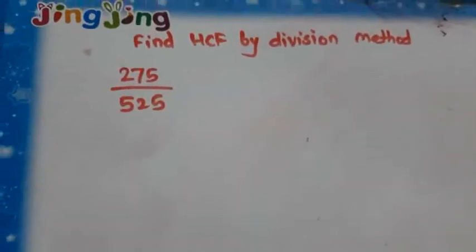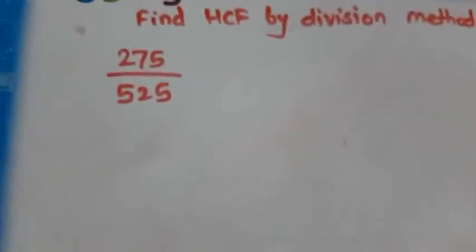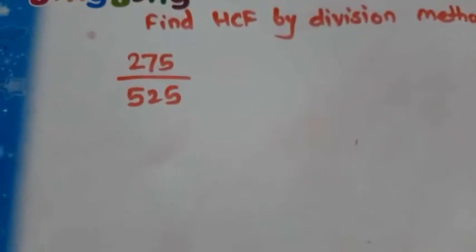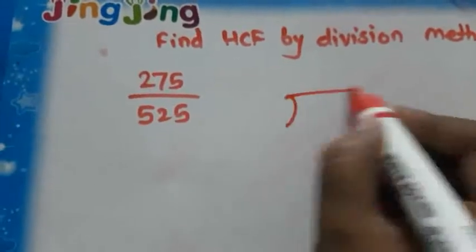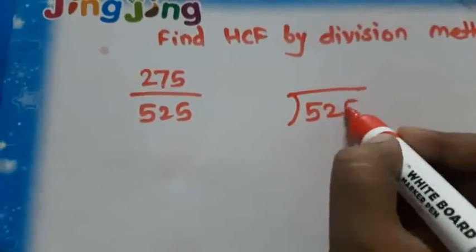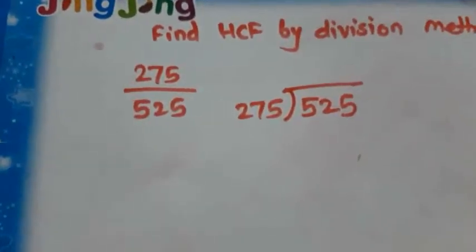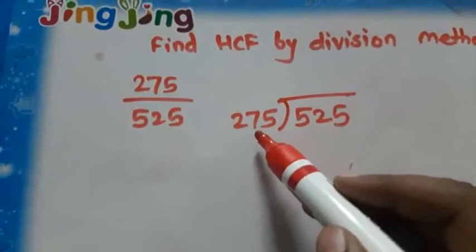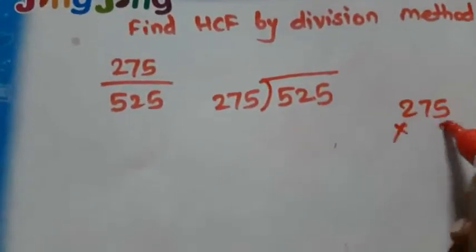Next example is, find the HCF by the division method of 275 and 525. Our first step is to divide the bigger number by the smaller one. So here we will write like this: 525 will be divided by 275. Now we will count the 275 table. 275 ones are 275. 275 twos we will check.